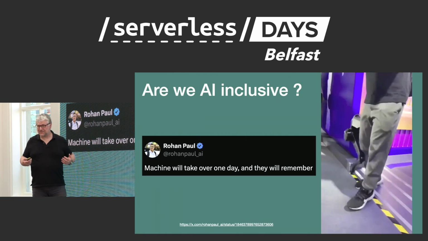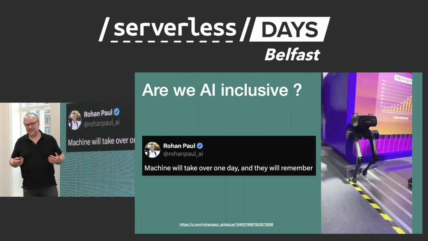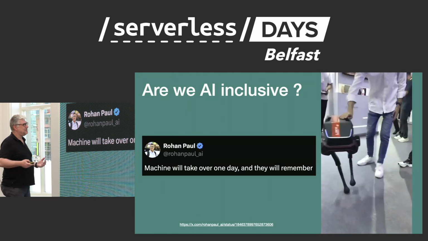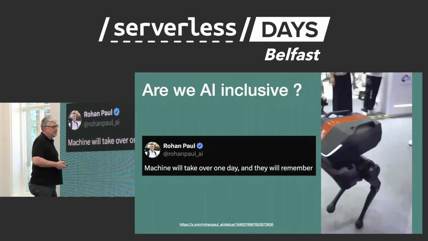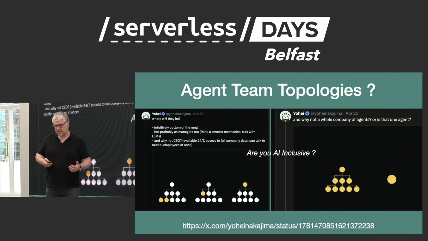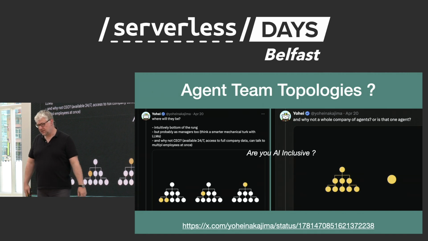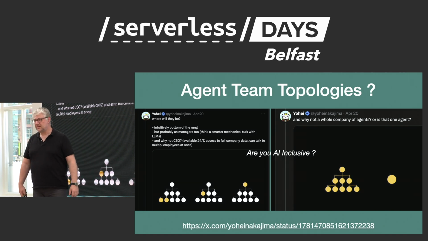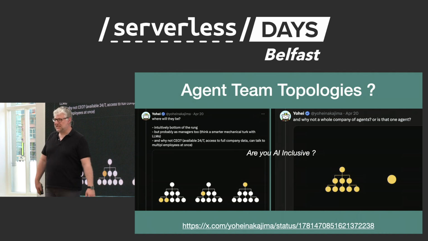But are we inclusive to our overlords, right? Will they turn their back on us? I know, it's pretty lame, but they don't have feelings, right? It's a completion, it's technology. But it brings you into, we have team topologies. Are there agent team topologies?